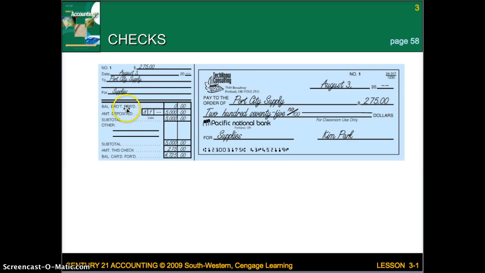The balance brought forward is what was in the checkbook before. Apparently we had not written any checks, so there was nothing in the checkbook before. On 8/1, we deposited money into our account. We must have deposited $5,000. So we had nothing being brought forward. $5,000 is our subtotal. Now the amount of this check is $275. So our balance carried forward to our next check stub is $47.25 even.